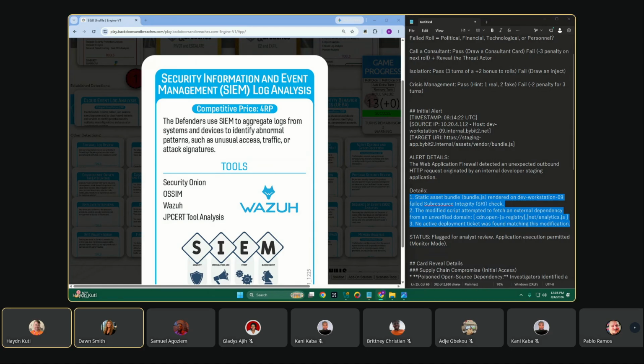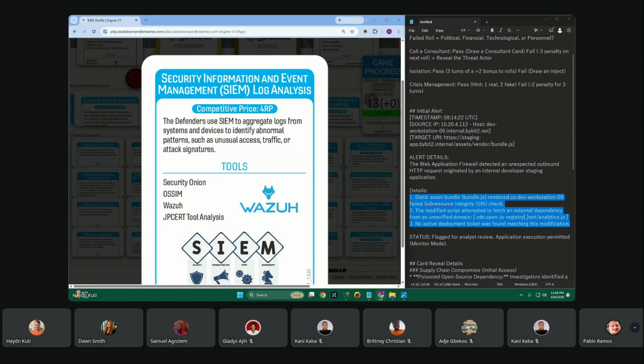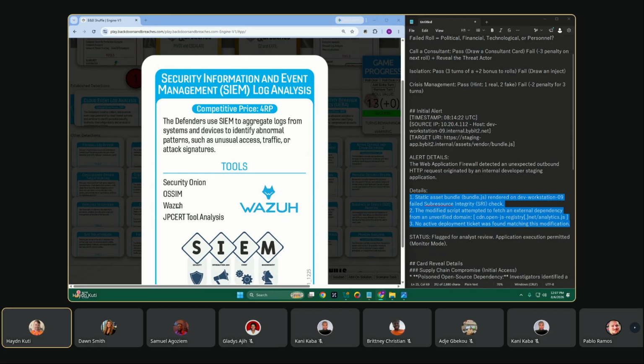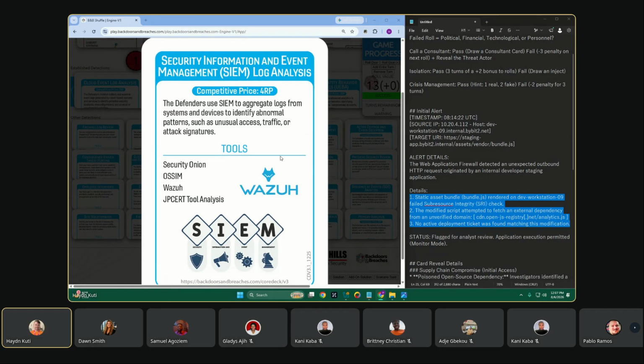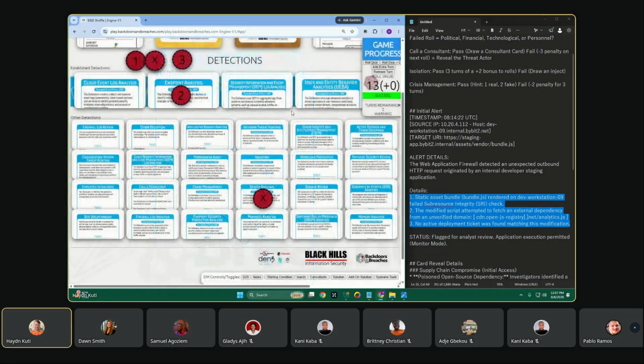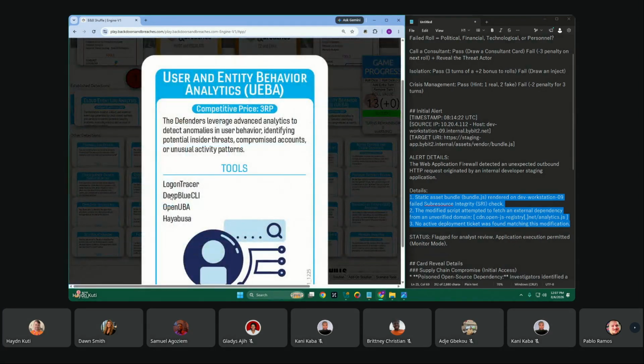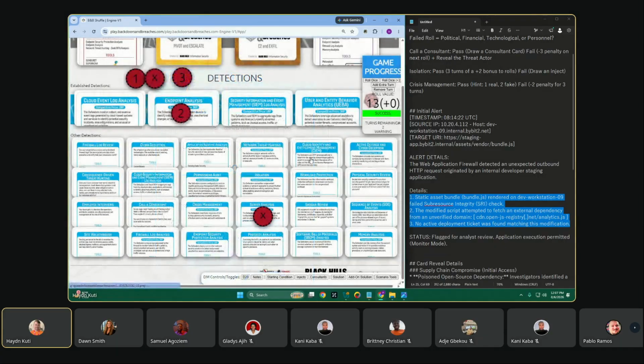Has anybody figured out who the threat actor is yet? Something about Waza? What did it say, something about Waza? Yeah, it was one of the tools. This part of the game shows you the tools for each thing, so you can also go and try them yourself.